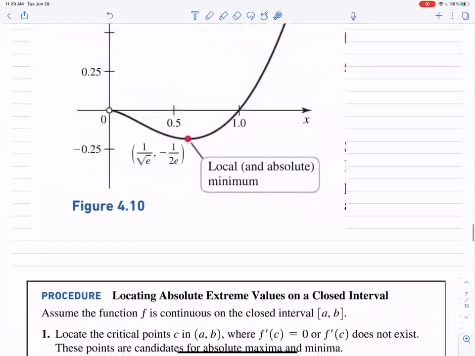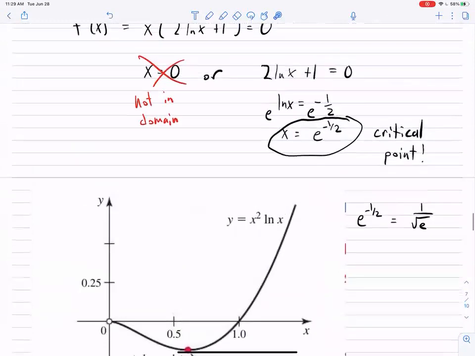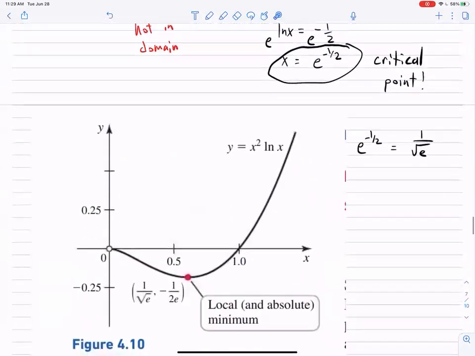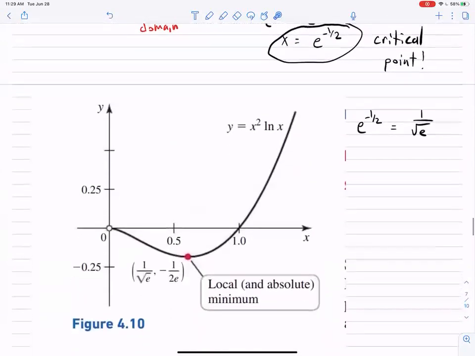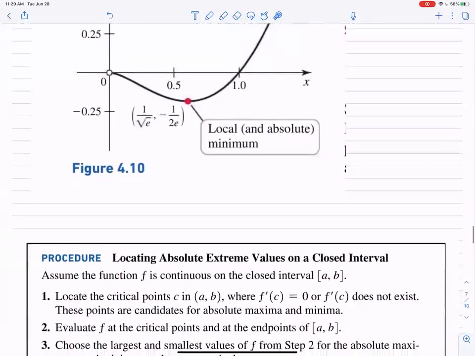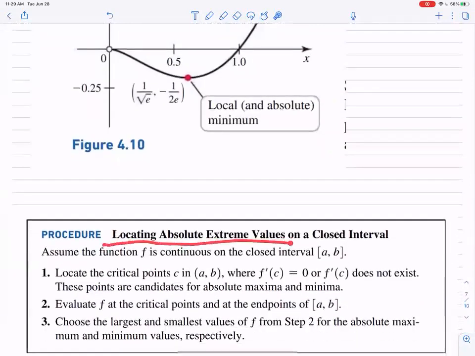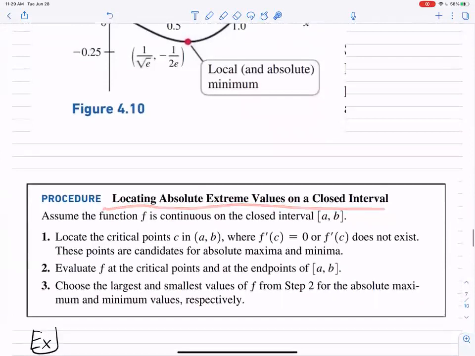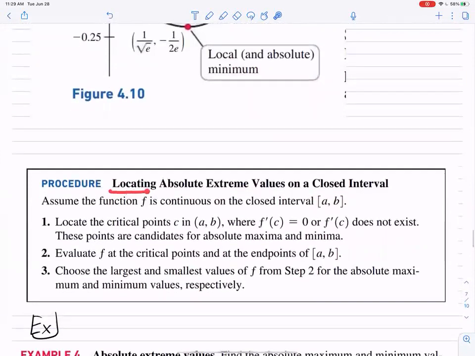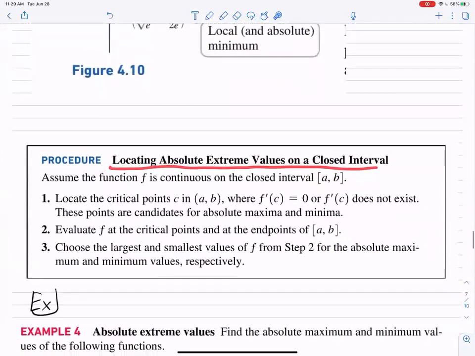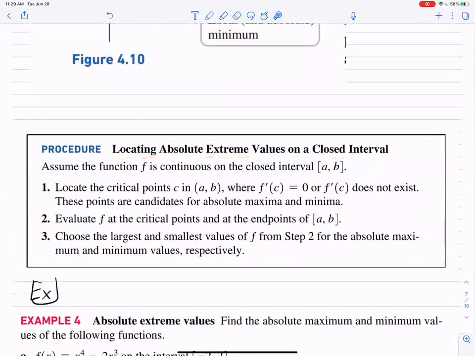Now we're going to use this fact about critical points, and it actually allows us to find all absolute extrema on a closed interval. This is a procedure that we're going to use, and a lot of your homework problems will be like this. So, locating absolute extreme values on a closed interval. You need two very important things.